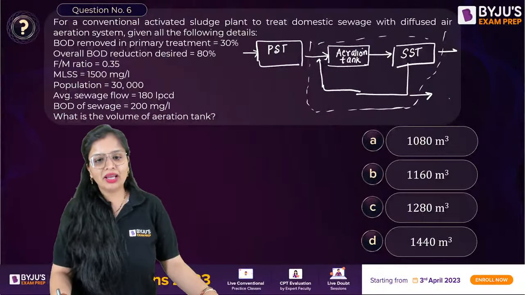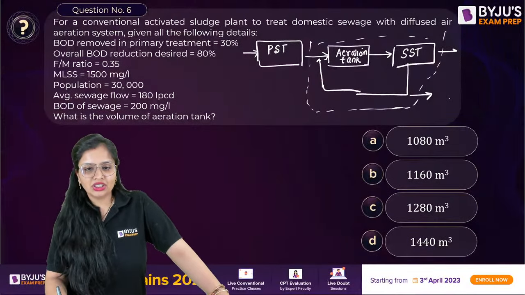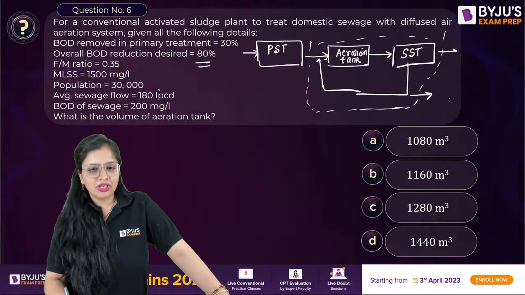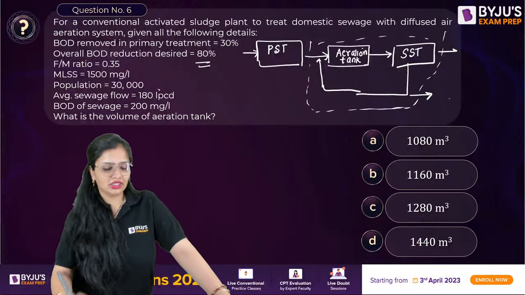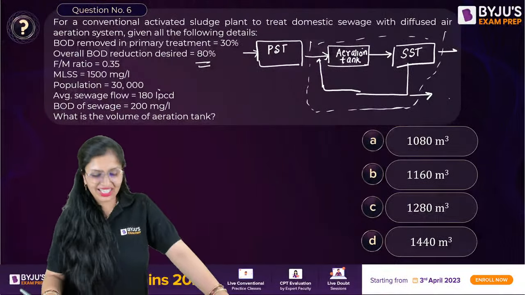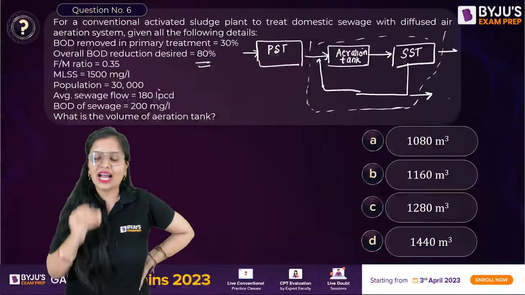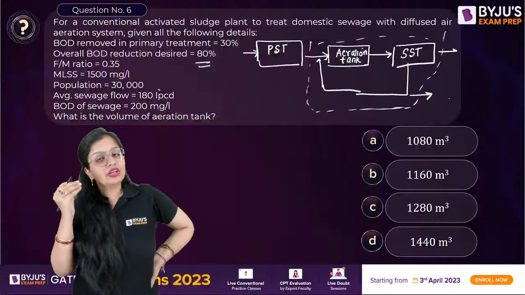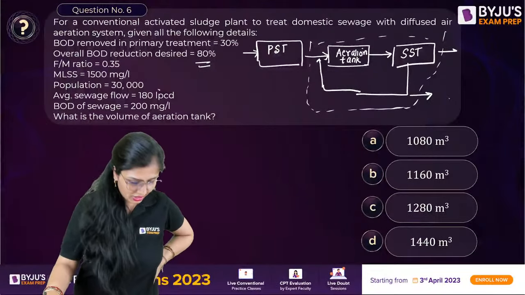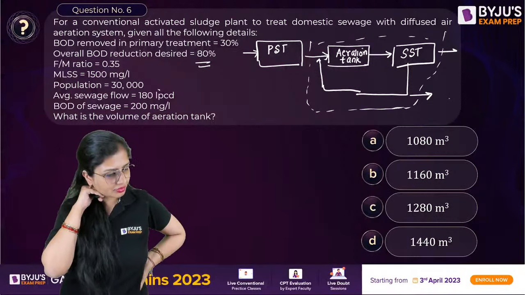BOD removal in the primary sedimentation tank is 30%. Overall BOD reduction desired is 80%. Population is given to you, sewage flow rate is given to you. How will you do it? No, it's not MLSS, it is SST. If SST is not there, this activated sludge process will not function at all. Clear, Nagesh? Come on, solve this.